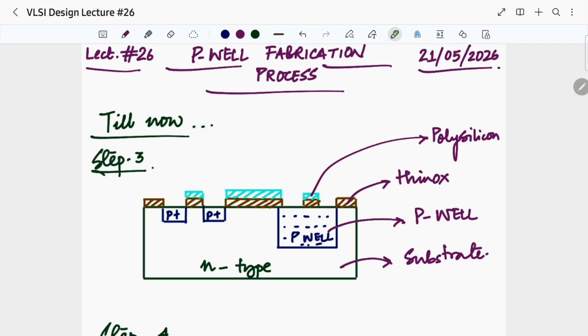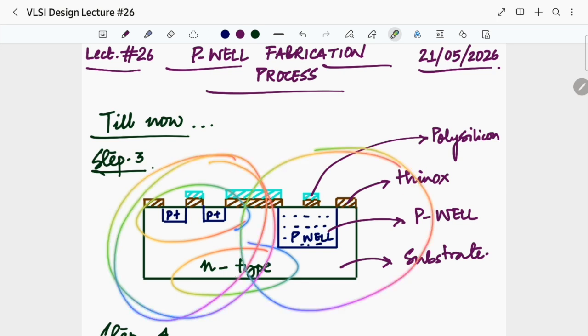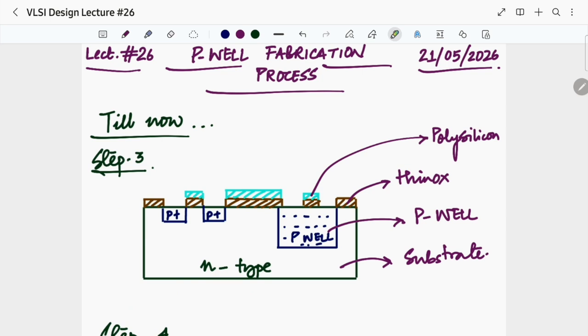Alright, see, for a PMOS I would need an N-type substrate and P plus pockets, so that's how this area is my PMOS, and I'm making an accommodation to get my NMOS in the same substrate. That is the goal. Alright, so what we are doing via this P-Well is that we are fabricating a CMOS inverter.